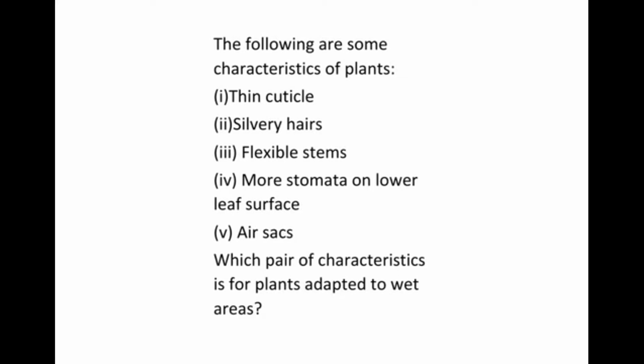The following are some characteristics of plants: thin cuticle, silvery air, flexible stems, more stomatas on the lower leaf surface, air sacs. Which pair of characteristics is for plants adapted in wet areas? These plants that are adapted in wet areas are called hydrophytes.